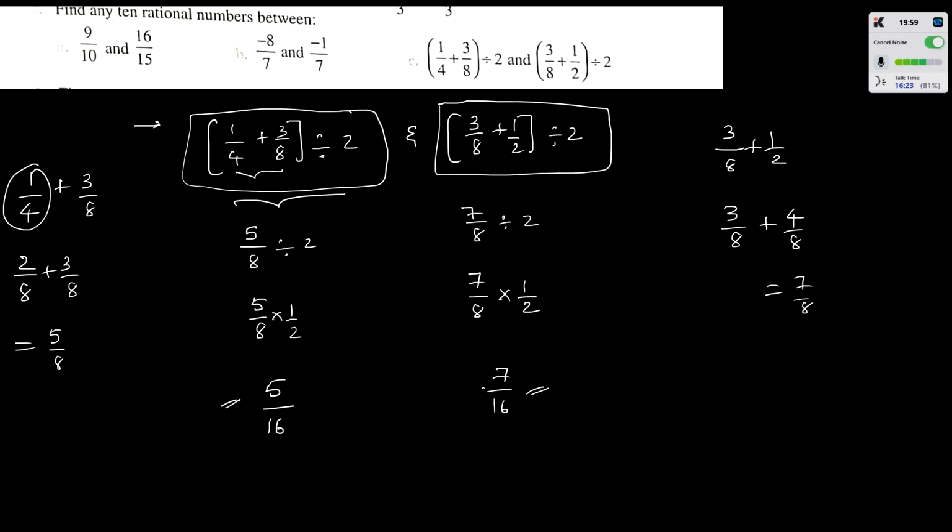But here we have to find 10 rational numbers. So our procedure, we know that procedure. To find 10 rational numbers, we will multiply by 11 by 11. So that will become 55 by 176. Here it will become 77 by 176. And between these two, we get a lot of rational numbers. That is 56 by 176, 57 by 176, 58 by 176, and so on to 76 by 176.